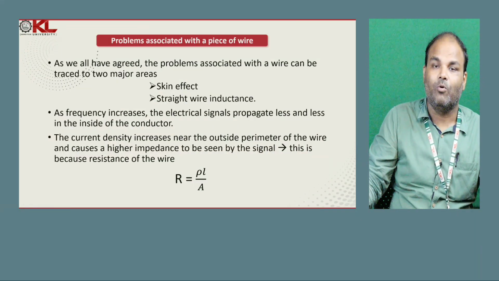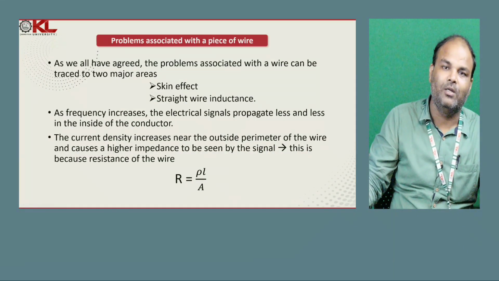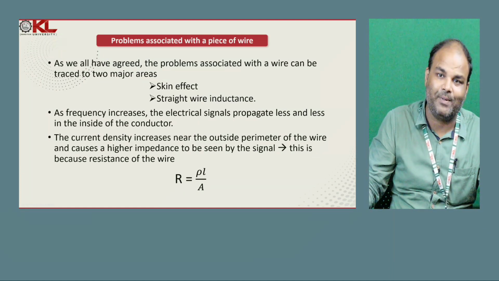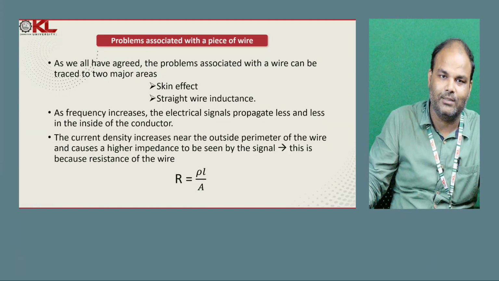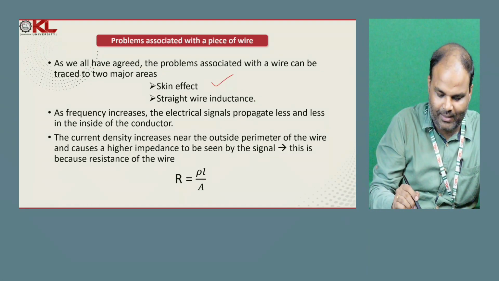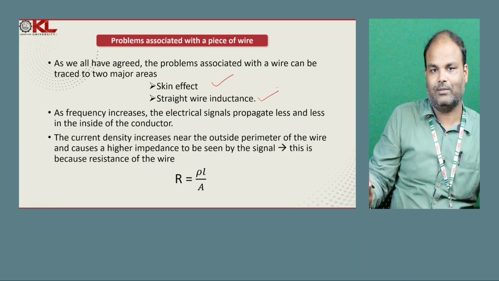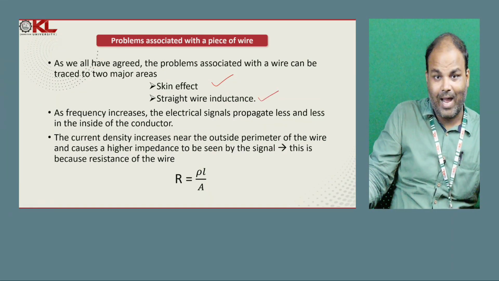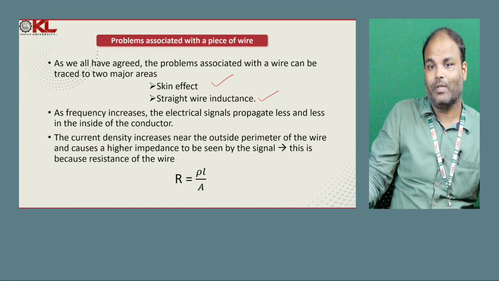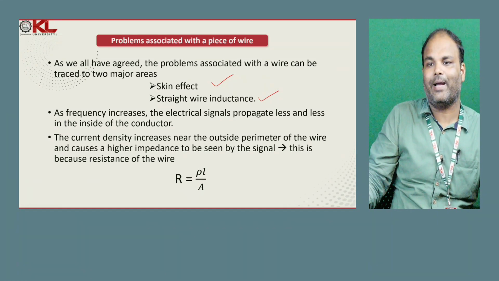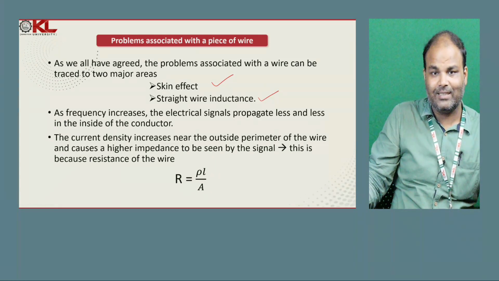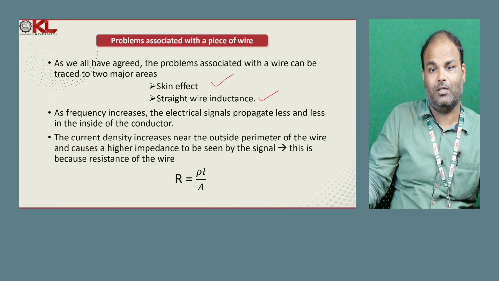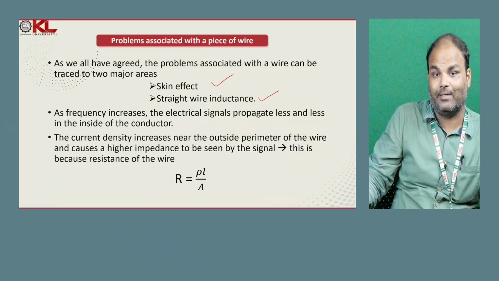So you can see, why can't we use the other ones? Why are capacitance and inductance coming into existence? For that we are thinking about two things. One is known as the skin effect, and one is straight wire inductance. As frequency increases, the electrical signals propagate less and less in the inside of the conductor due to the skin effect.